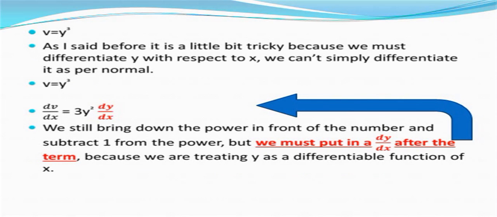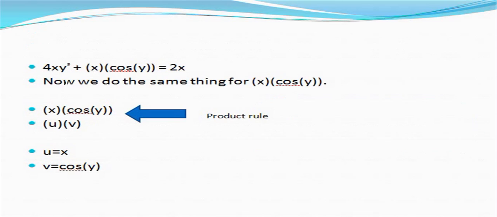For v equals y cubed, you'll notice we have no x in that, but we're differentiating with respect to x. So the v becomes dv/dx, the y cubed becomes 3y squared because the 3 is brought down in front of the y and the power of 3 is reduced by 1 to 2. But you have to multiply that by dy/dx because remember, we're differentiating with respect to x. So that's 4xy cubed sorted.